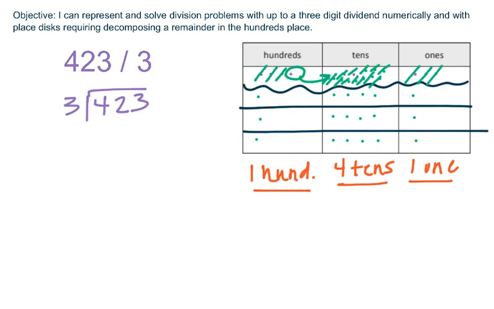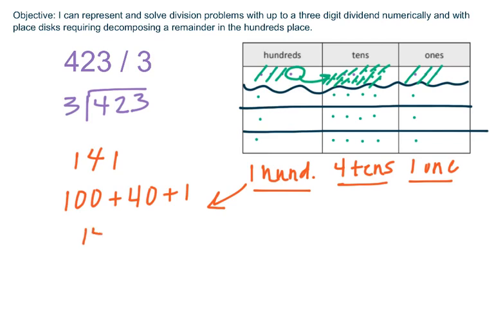So in this case, if I were to try to figure out what is my quotient for 423 divided by 3, I would say I have 100, 4 tens is equal to 40, and I have 1. So I have 100, 40, plus 1. That would be our expanded form of what I've just done over here. And when I add those together, I get 141.